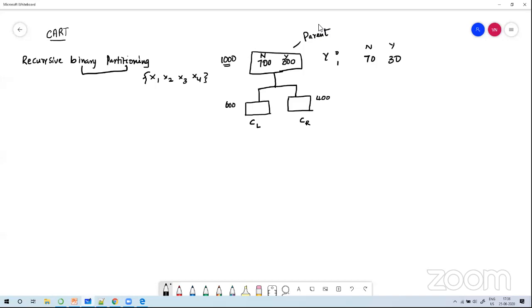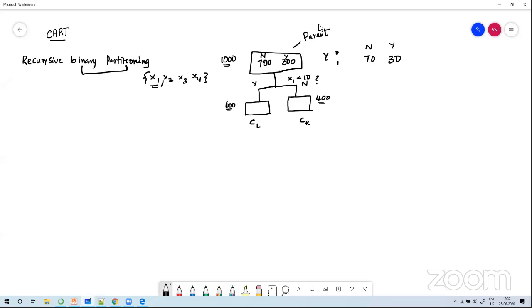Now, the first question is, how did we get 600 observations here and 400 observations here? This separation is going to be made using a split criterion. Let's say we use a split criterion like this: if x1 is less than 10, yes goes this side, no goes this side. We have an input variable x1. If x1 is less than 10, those observations will go into the left hand child. If x1 is greater than or equal to 10, those observations will go into the right hand child.